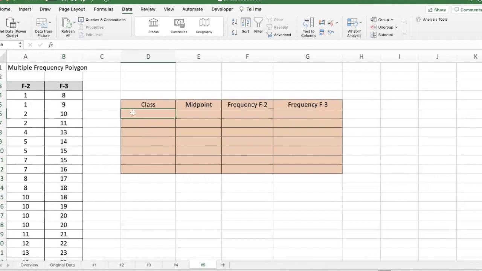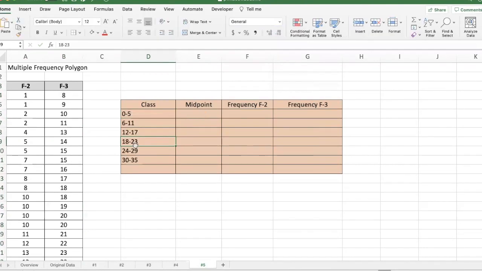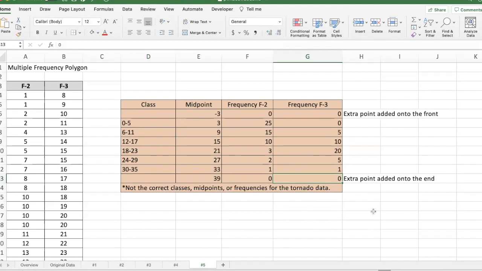So I'm just going to make something up here, just so I can give you something that you can see. I want you to figure this one out. All right, so let's just suppose that these were the numbers, and then I'm going to calculate the midpoint, and then I'm going to throw in some imaginary frequencies for F2 and F3. Okay, so I just created this new frequency distribution. It does not match this data here. I want you to come up with these numbers yourself.